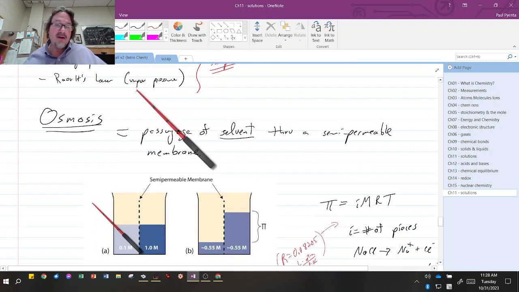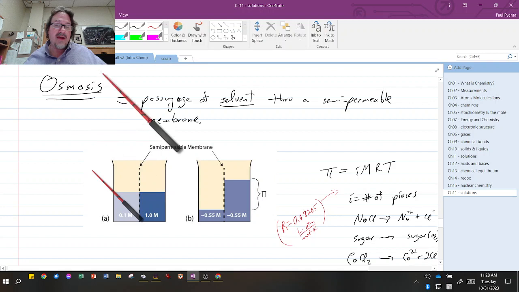But the one that is kind of important for health sciences and biological systems is the fourth one, osmosis. And we can do calculations with osmosis as well. And it's colligative, and so it doesn't matter what, just how much.